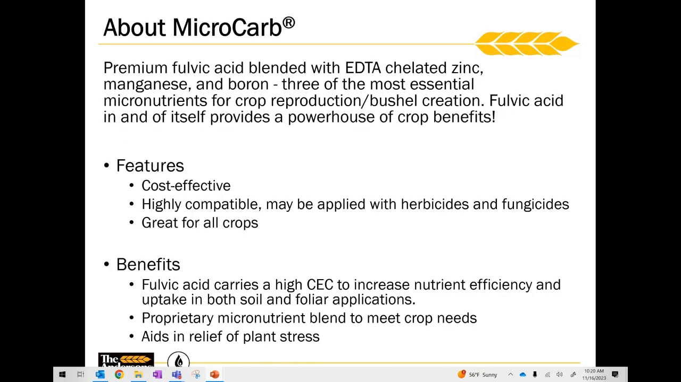What makes Microcarb unique are going to be those micronutrients mixed in with this. So we have zinc, manganese, and boron, all in a very safe rate for application. These are very essential for our crop reproduction and getting that crop out of the ground very, very quick and make that early growth the most efficient as possible, getting those roots growing and established. Like I said, it also includes that fulvic acid, so any of those nutrients that we're applying, we're making them a bit more efficient.